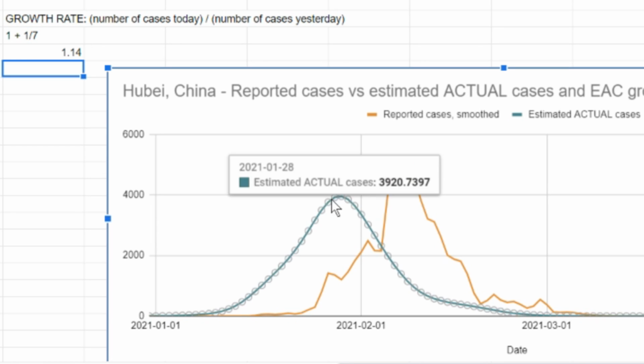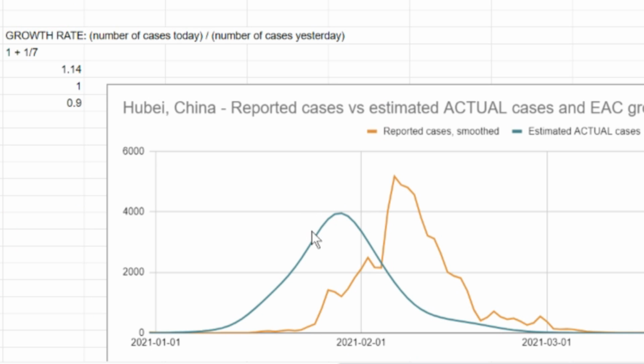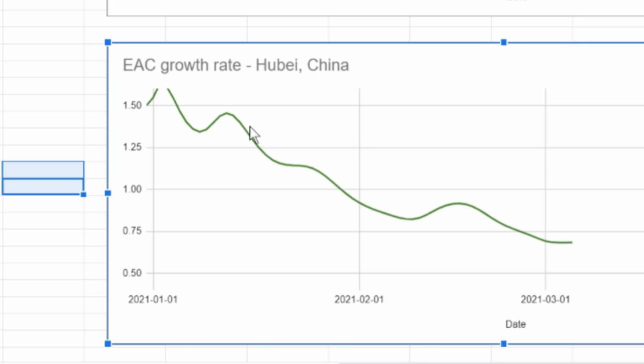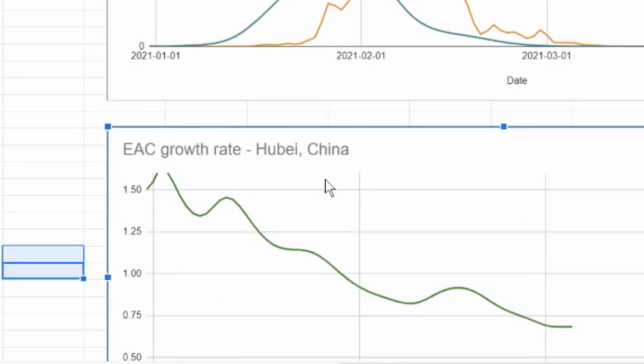Now, if you hold exactly constant, as happens near the very top of the graph where the count is about 3,900 for 3 days in a row, then your growth rate is going to be exactly 1. And if you're on the descent, then your growth rate is going to be less than 1. It'll be 0.9 if you're losing 10% of your new case count every day. So doing this calculation is super easy, and it gives us this green graph. So this green graph is the growth rate. It's like a relative rate of change of the blue graph.